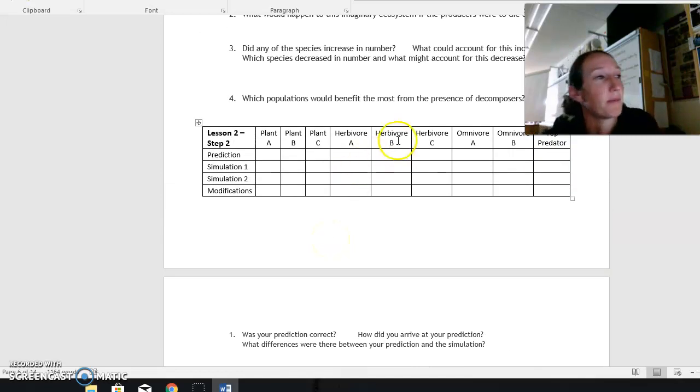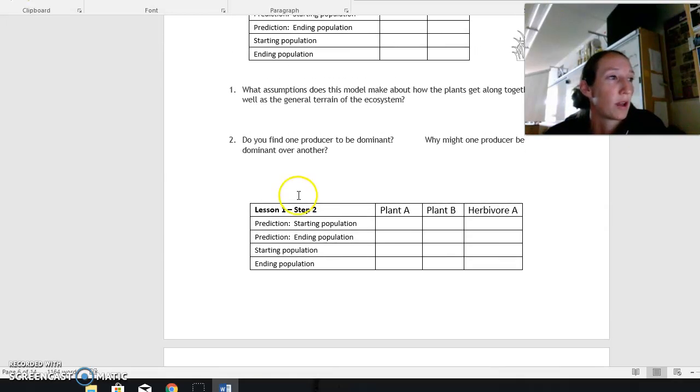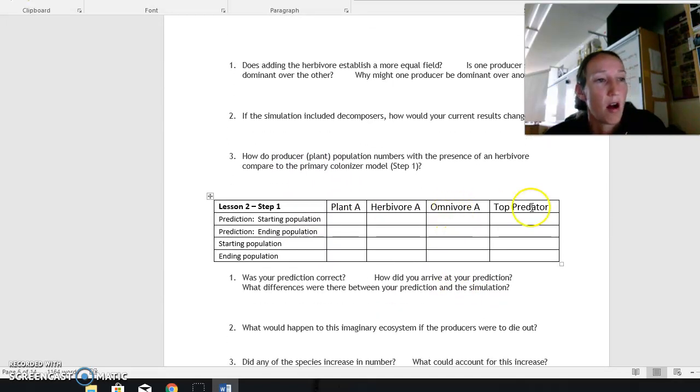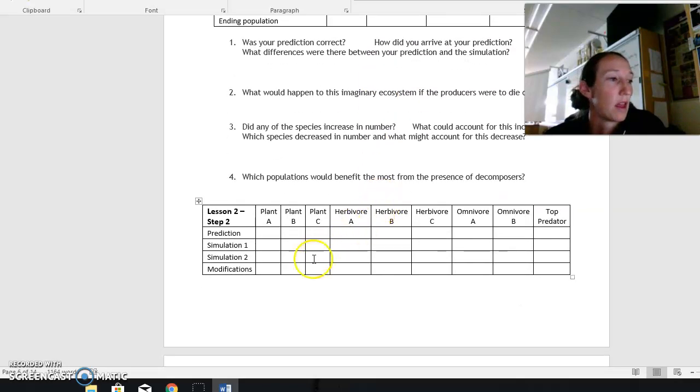All right, so finally, this table right here. This is to sum the whole thing up. So simulation 1 was what you did on page 5 right here. And simulation 2 is when you added an omnivore and a top predator. So in simulation 1, was plant A high or low? Same with plant B, high or low. We didn't do plant C, no herbivores. I'm sorry, we did have herbivore A, but no herbivore B, C, or omnivore A, B, or top predator. So you don't need to fill any of this out for simulation 1.